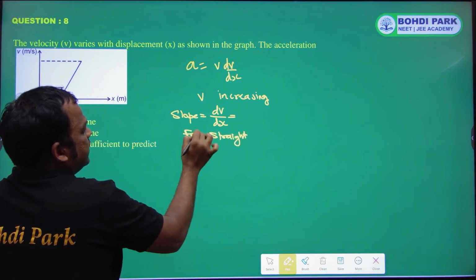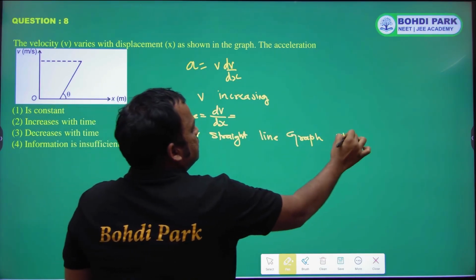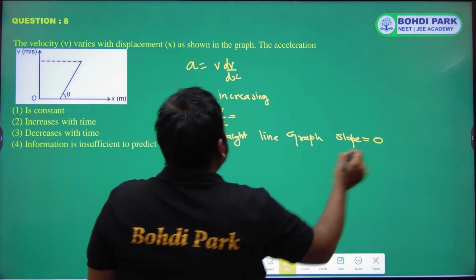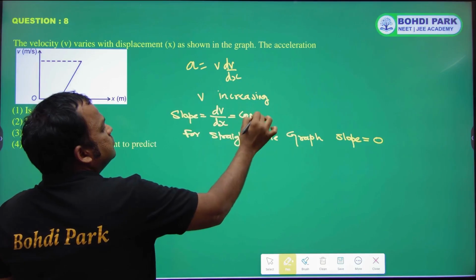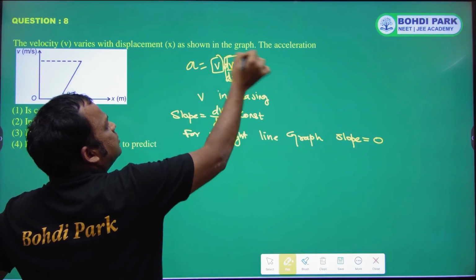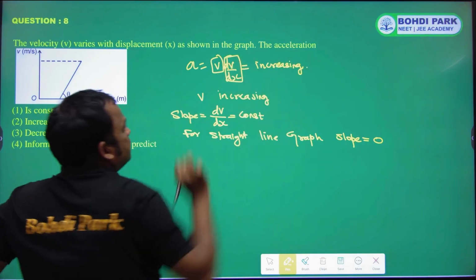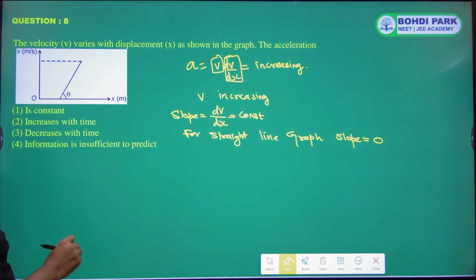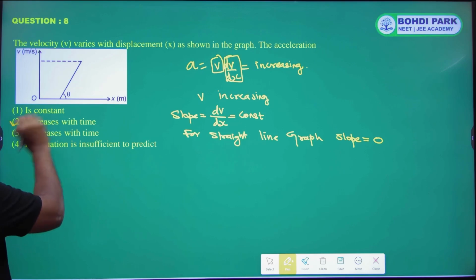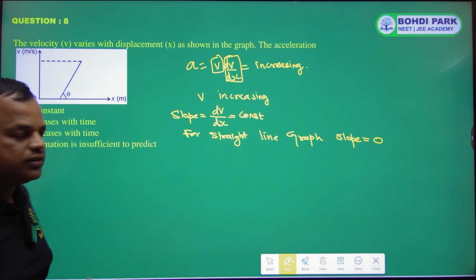For a straight line graph, slope is constant. So we have v increasing and dv by dx constant. So acceleration is increasing. So we have the second option correct. Done. Now next question.